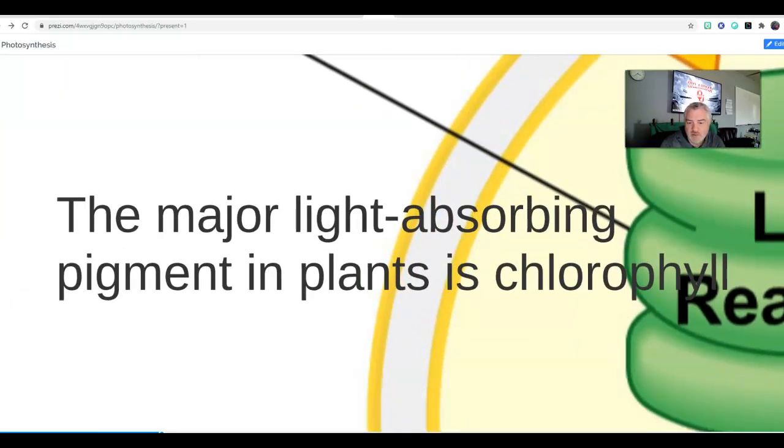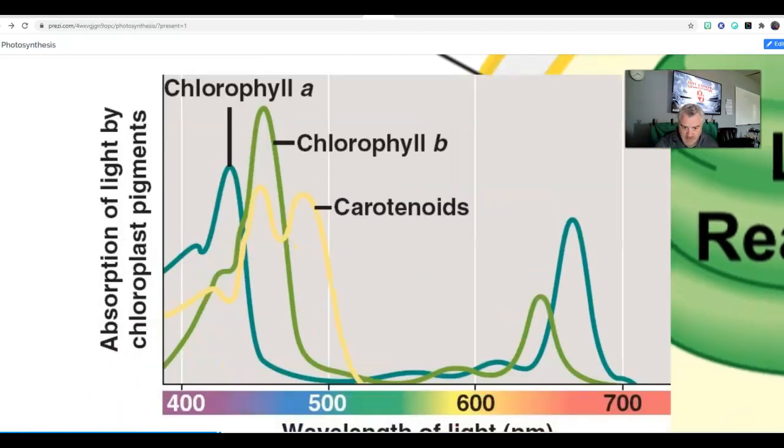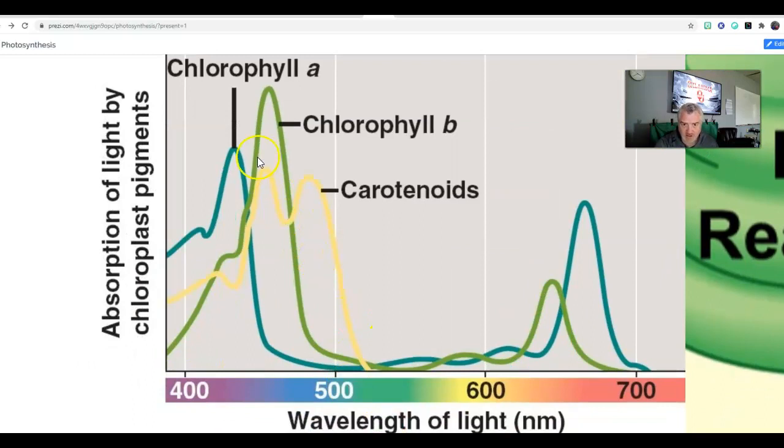The major light-absorbing pigments found in chloroplasts are chlorophyll, and what those molecules do is capture that sunlight energy and convert it to usable energy for the plants. The primary pigments that are found are chlorophyll A and chlorophyll B.